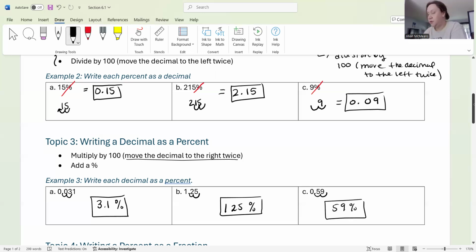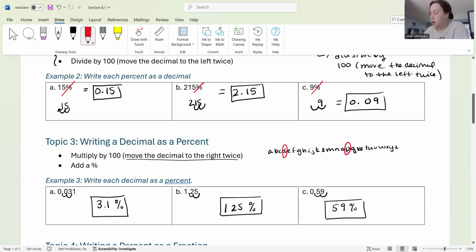Now, sometimes students forget which direction to move the decimal, and I had a student years ago show me a really cool trick. So we've got the alphabet A, B, C, D, E, F, G, H, I, J, K, L, M, N, O, P, Q, R, S, T, U, V, W, X, Y, and Z. And that's great. We only need two of the letters though. We need D, and we need P.